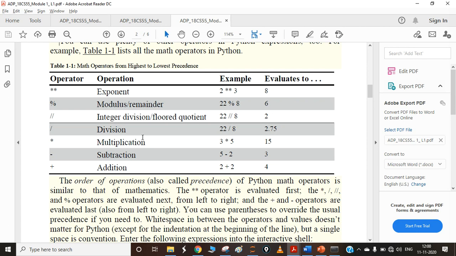Now division, multiplication, subtraction, addition. These things we know. So these are the two special operators which are available in Python. The first one was exponent, and the second one was float division or integer division.